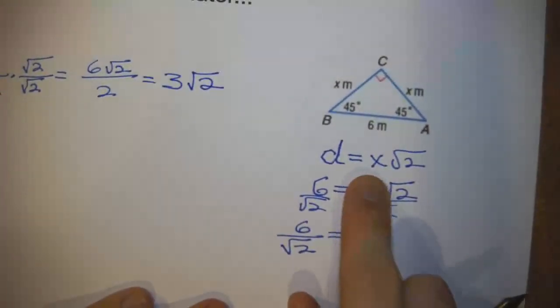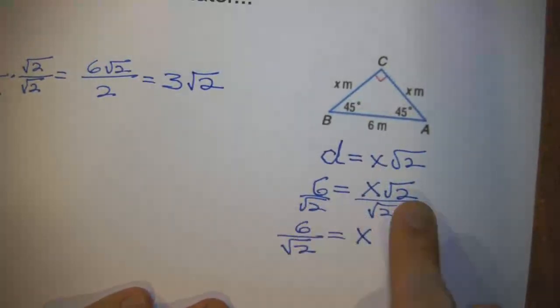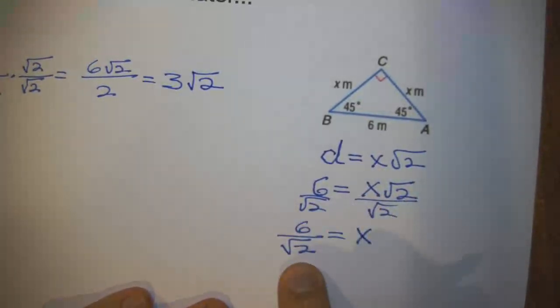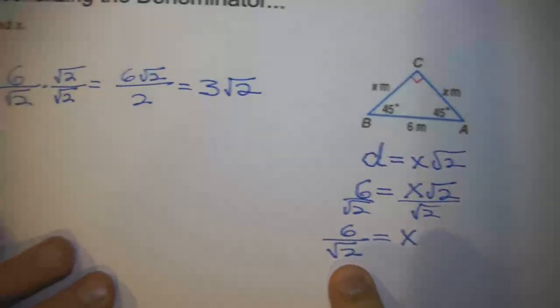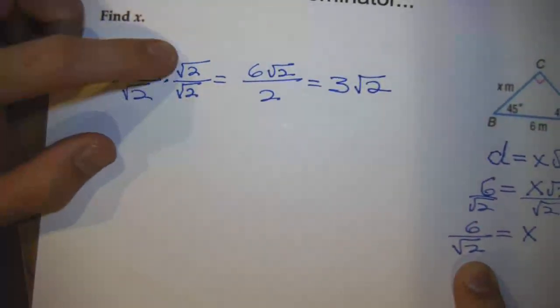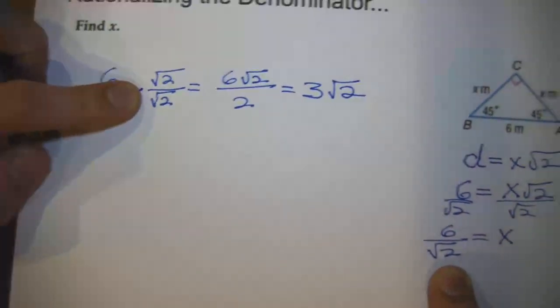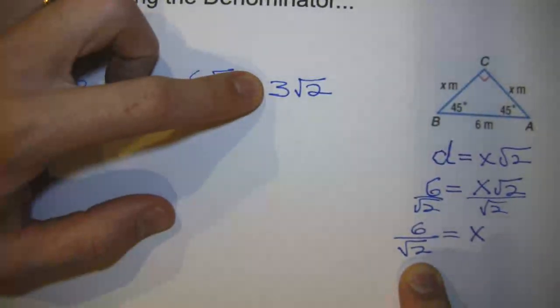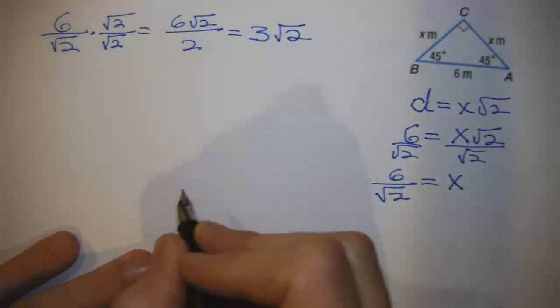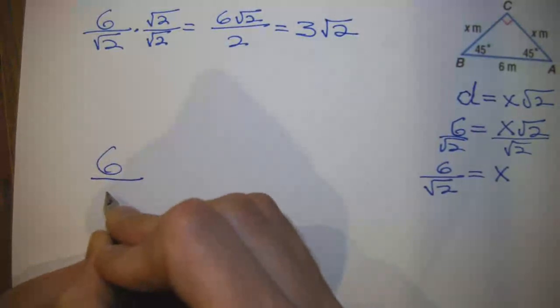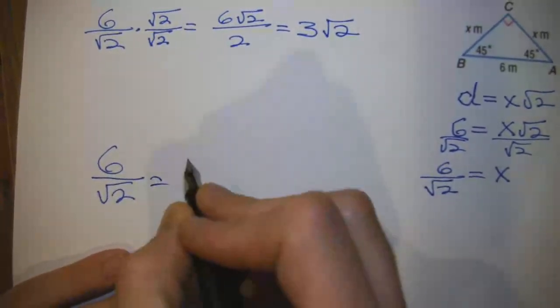So let's review. We started here. We put 6 in for d. We divided both sides by radical 2, and we got this, which we said we don't like. From there, we multiplied everything by radical 2 over radical 2. So cool, multiplied it out. 6 divided by 2. So in other words, I went from this to this.